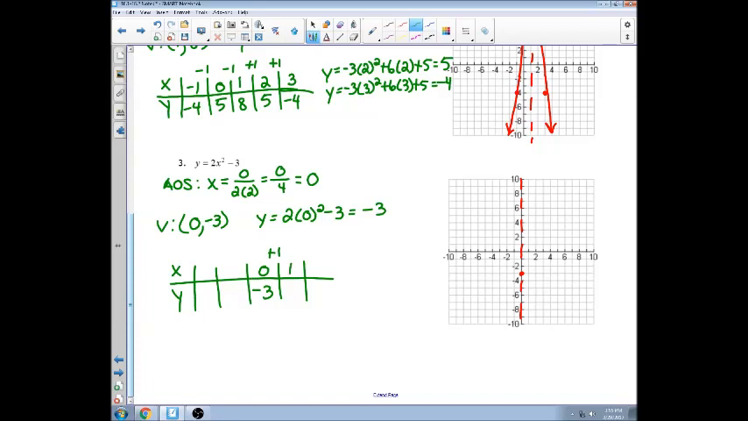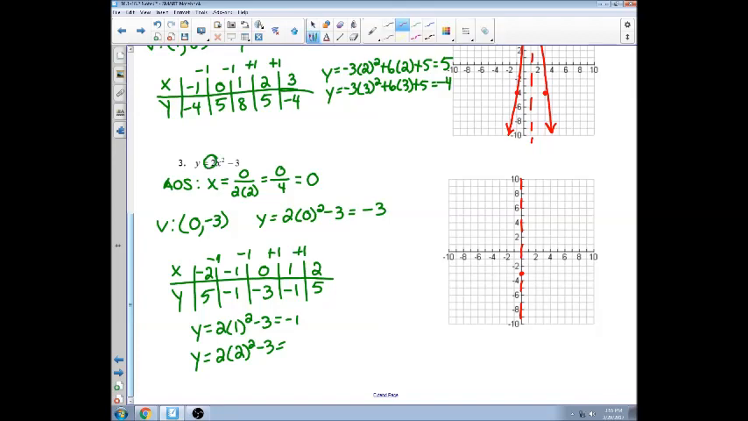I'll add 1 moving to the right, add 1 moving to the right, subtract 1 moving to the left, and subtract 1 moving to the left. Now I need to plug 1 in for all of my x's, so y would equal 2 times 1 squared minus 3. 2 times 1 squared minus 3 would get me negative 1. Then y equals 2 times 2 squared minus 3. 2 times 2 squared minus 3 would get me 5. This should open up because my a value is positive.